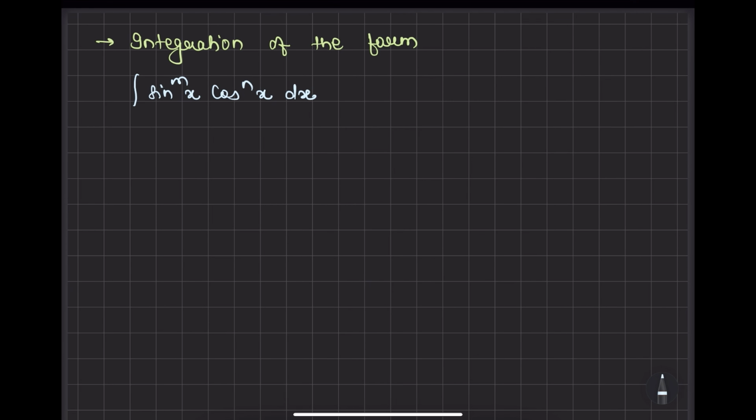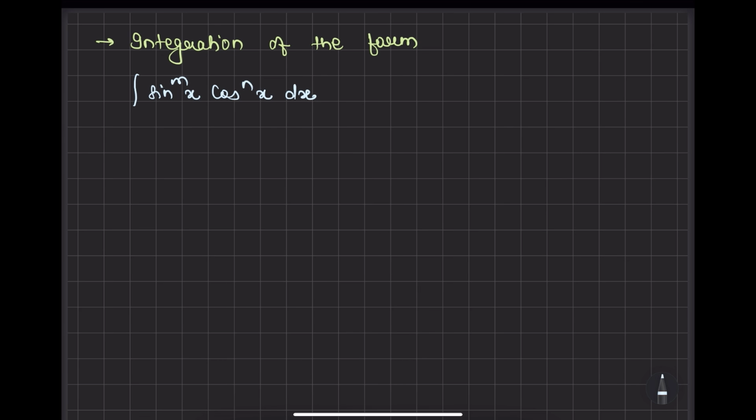So we got this situation: integration of the form sin to the power m x cos to the power n x. So you will have a combination of sine and cos. In the numerator, the power can be anything. Okay. So now look at the situations.